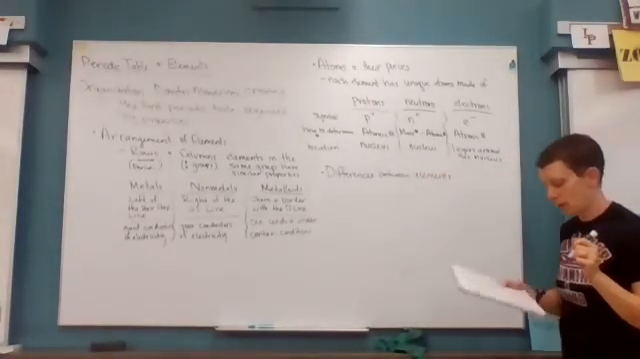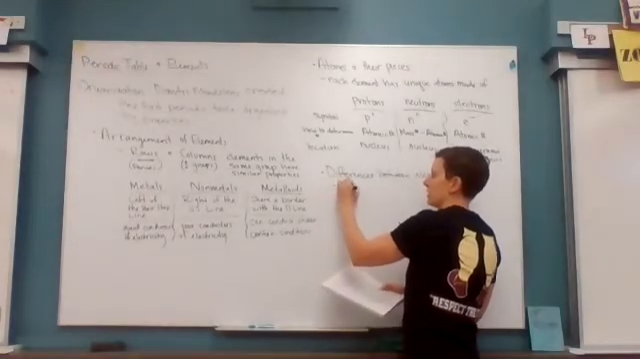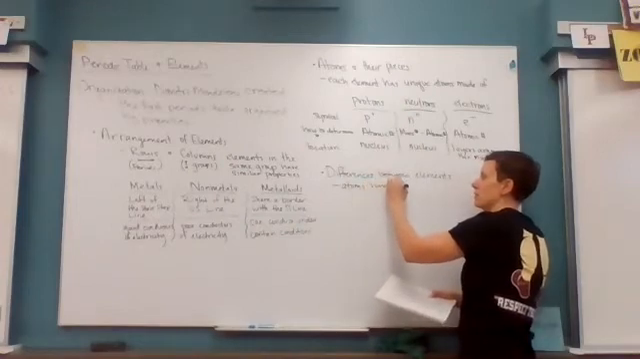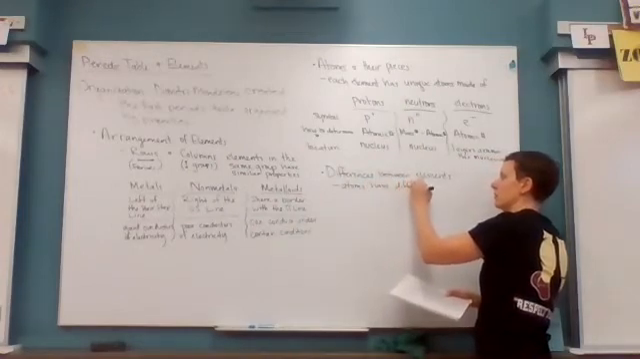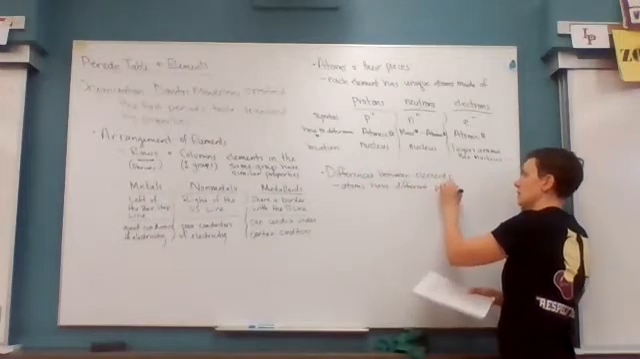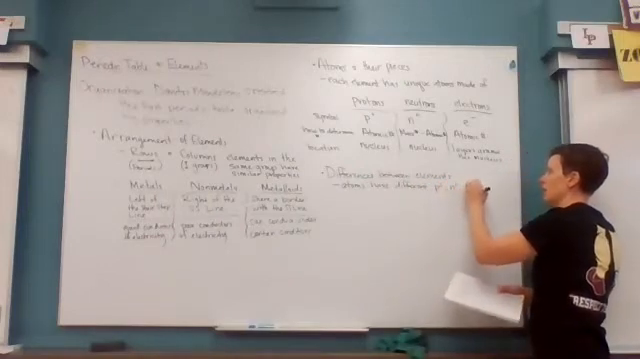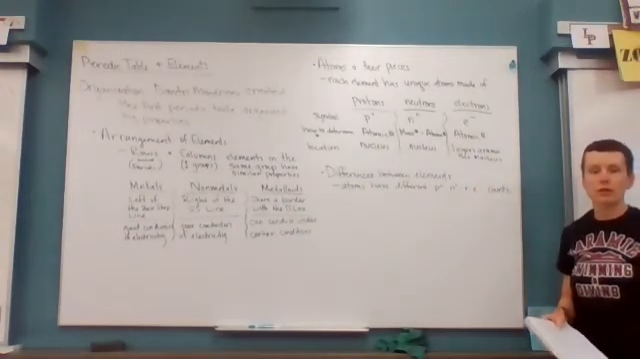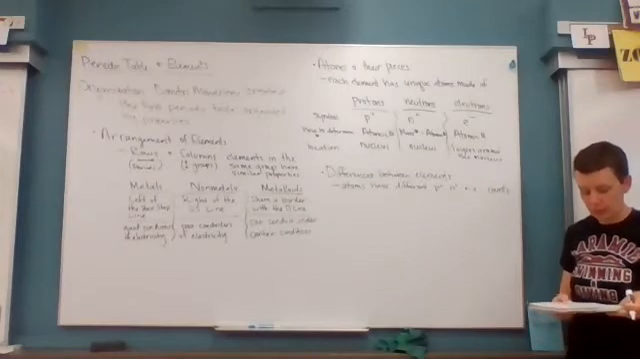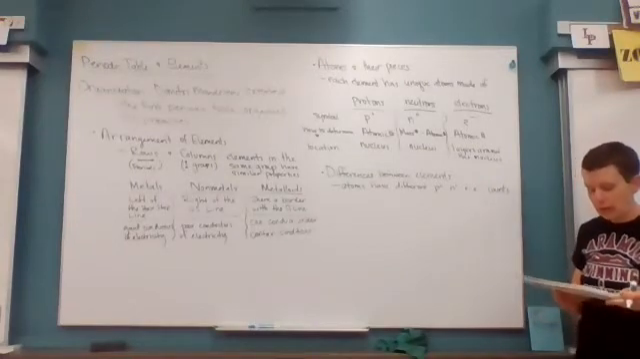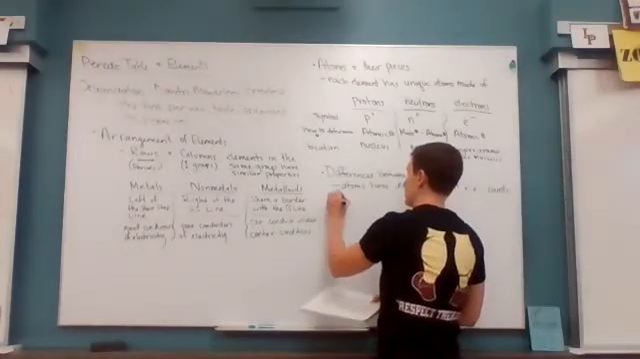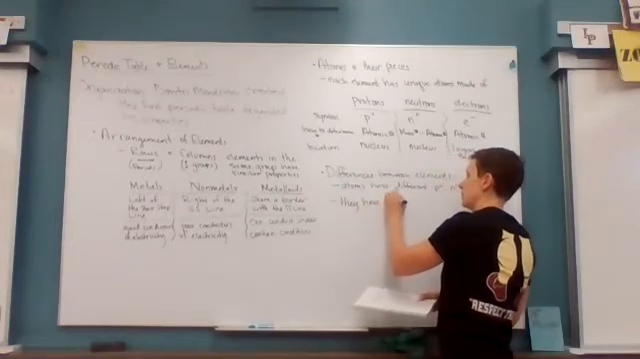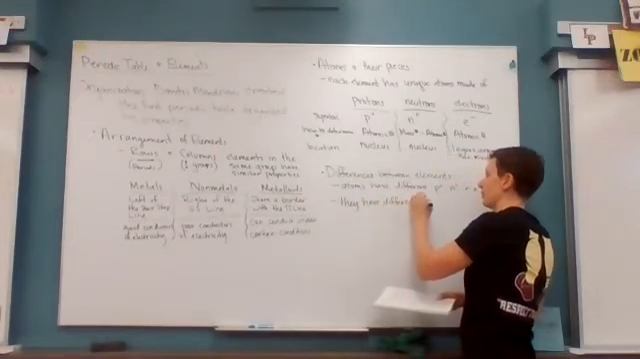Differences between elements, okay? So, obviously, atoms, because of what I just showed you up here, have different numbers of protons, neutrons, and electrons, depending on the element that you're talking about. They have different properties.